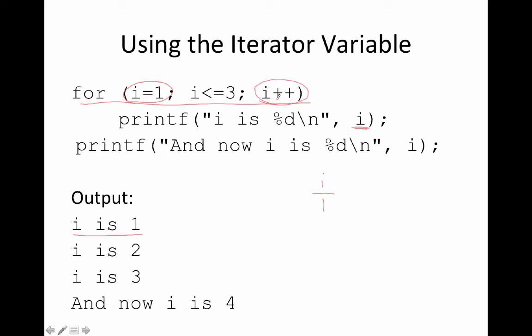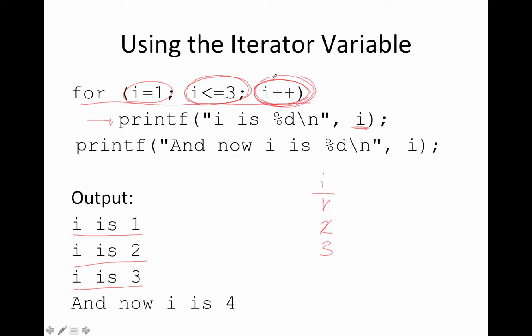i is 1, and we print "i is 1." Then this statement gets executed that increments i to get the value 2. We check the condition. 2 is still less than or equal to 3. So we're going to print "i is" and the current value of i, which is 2. Then this gets executed, which increments i to 3. We check the condition. 3 is still less than or equal to 3. So we execute the action and print "i is 3."